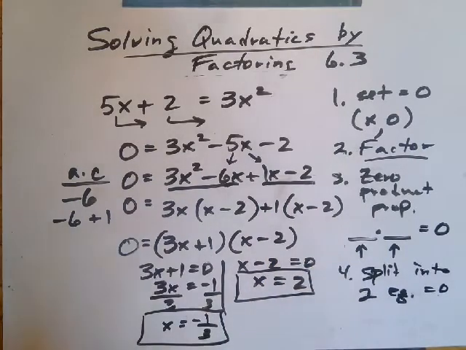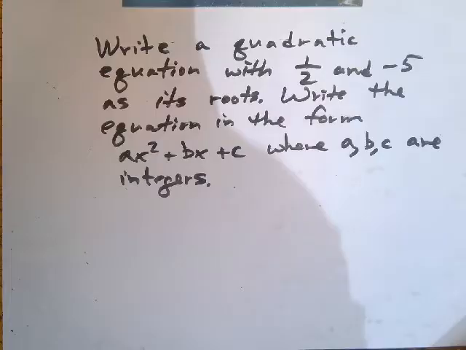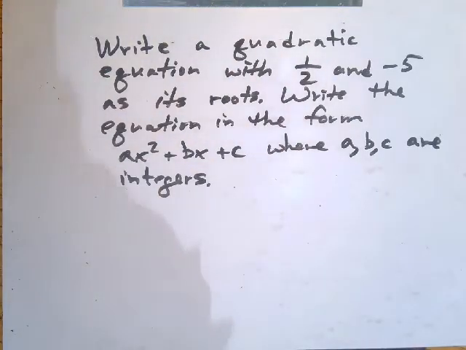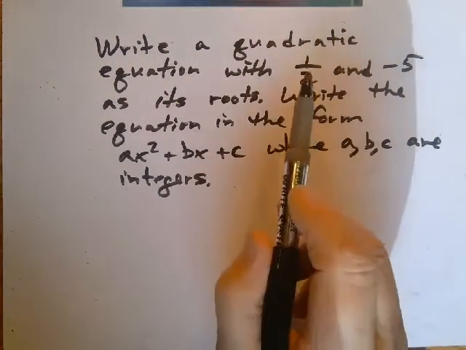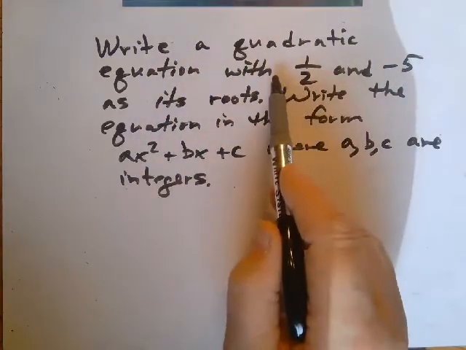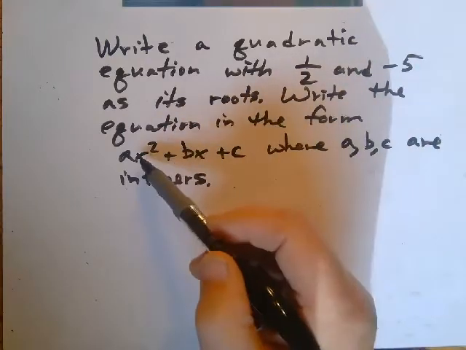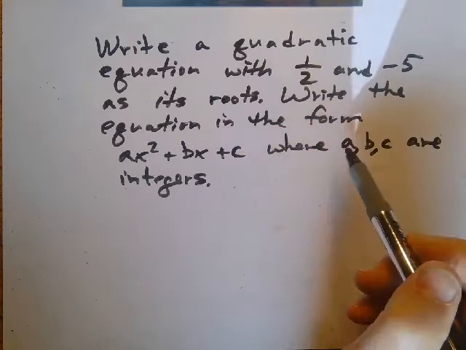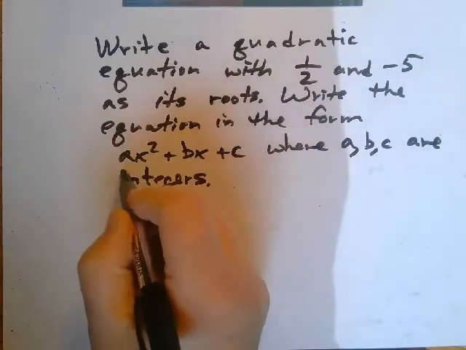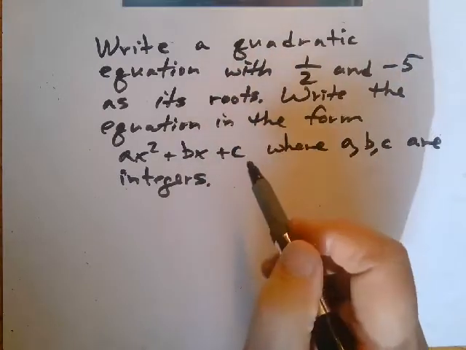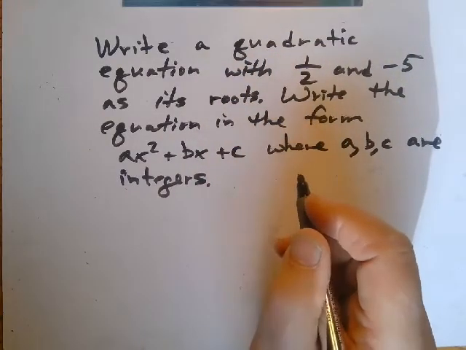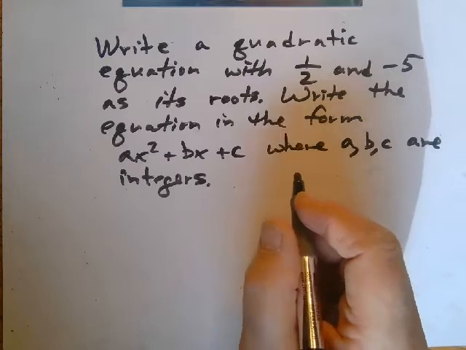Okay? So that's how you'll do these over and over again. Now we have one other kind of problem to take a look at on your assignment tonight. You're going to have several problems that look like this. It says write a quadratic equation with 1/2 and negative 5 as its roots. Write the equation in the form ax squared plus bx plus c, where a, b, and c are integers. What it's asking us to do is to come up with a quadratic equation. Now, we need to give you a little help here in understanding a formula. It's important.